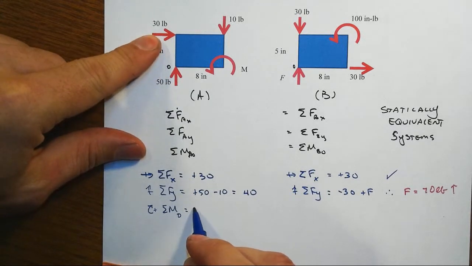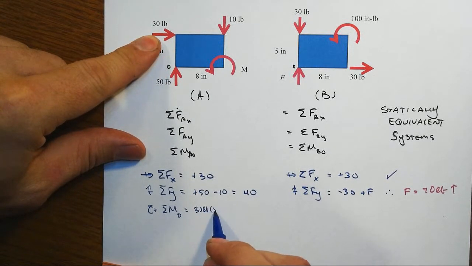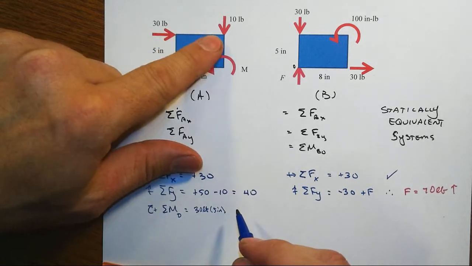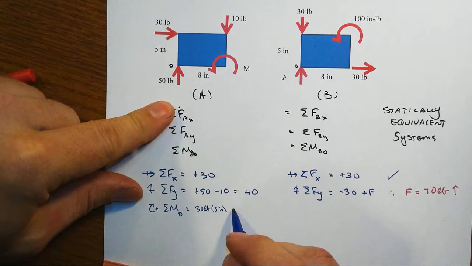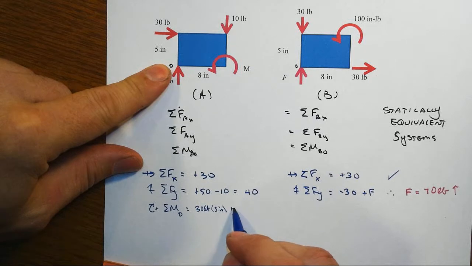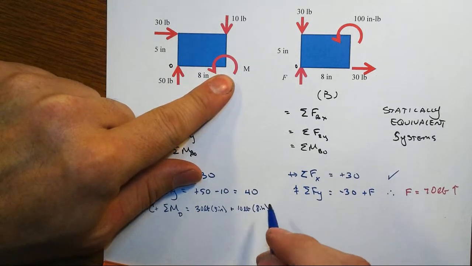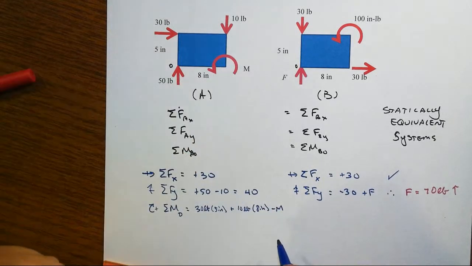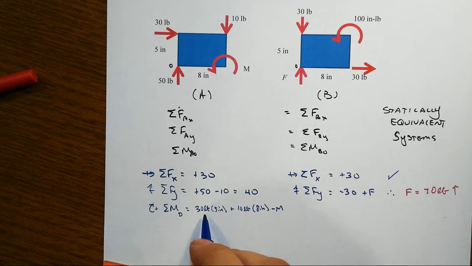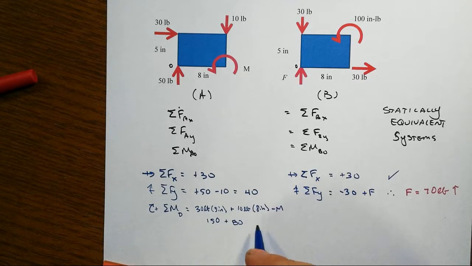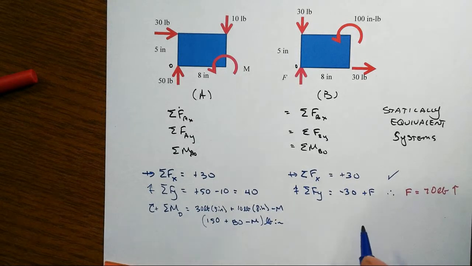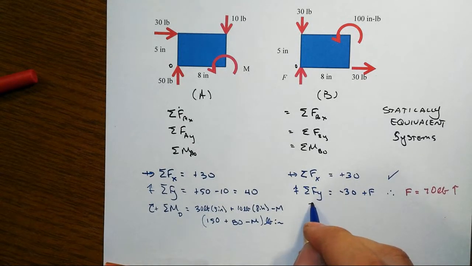I've got the 30 pounds times 5 inches, and then 10 pounds at 8 inches. Both of those are going clockwise. And then we have minus M. The 50-pound force goes through the point, so that's going to have a 0 moment arm. So that'd be 150 positive plus 80 positive minus M. That's all in units of pound-inches, or inch-pound if you prefer, doesn't matter.